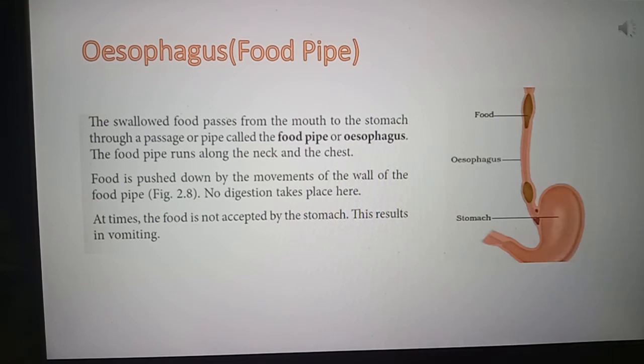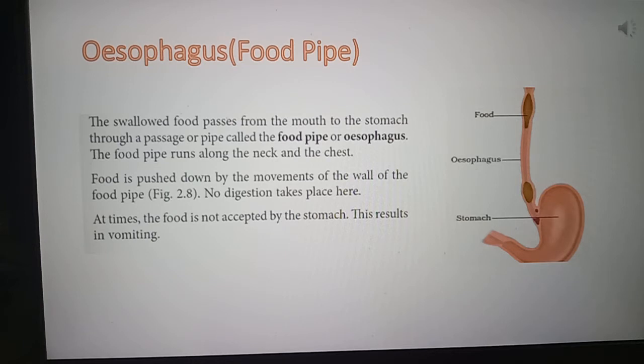Now it happens sometimes that you might be suffering from vomiting. How does it happen? Sometimes the food is not accepted by our stomach. The stomach is not accepting the food and this results in vomiting.